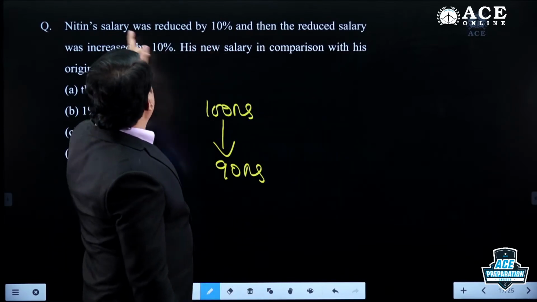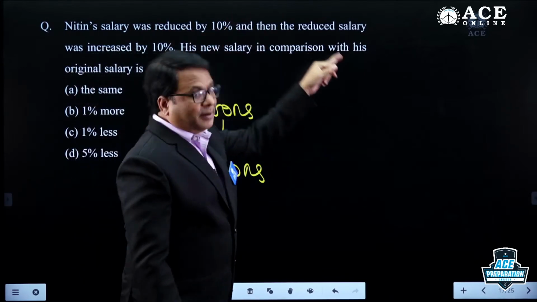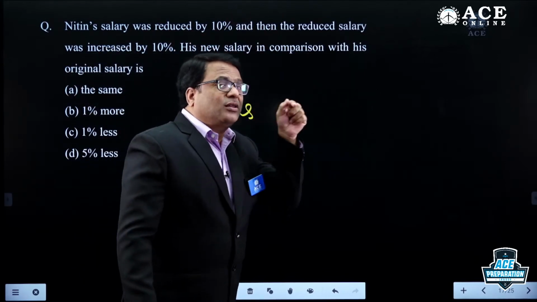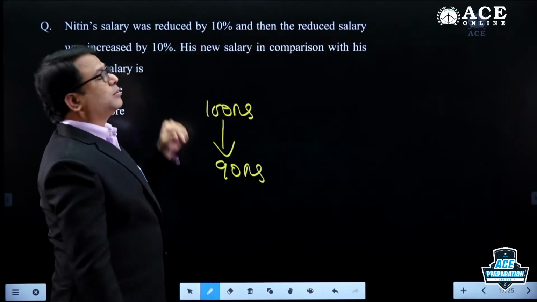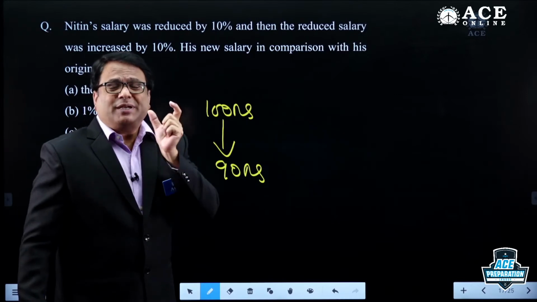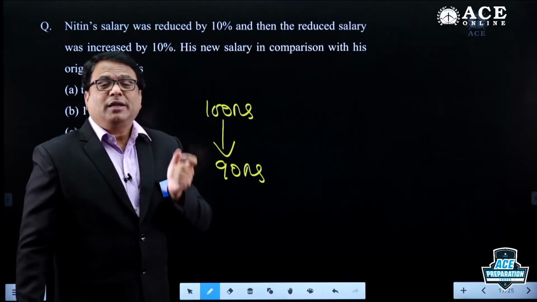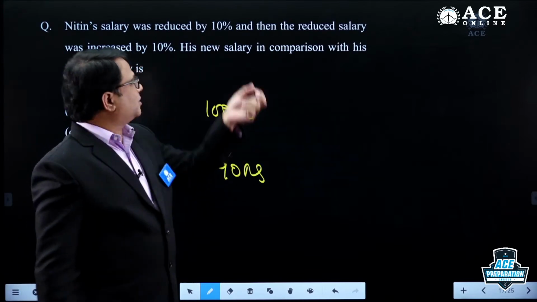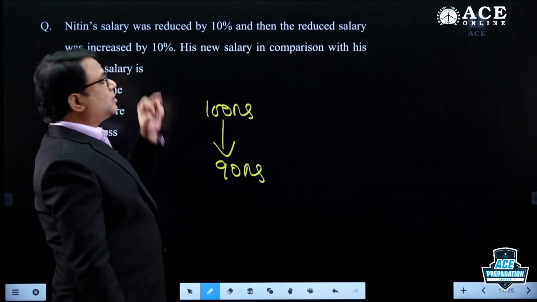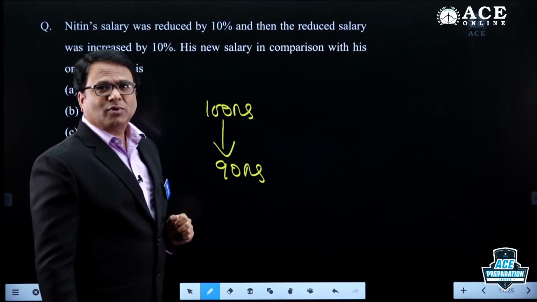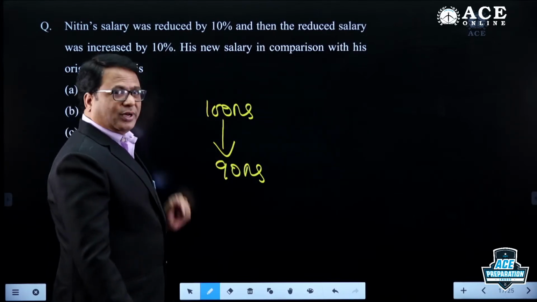You can clearly see Nitin's salary was reduced by 10% and then, he is using the word then, the reduced salary was increased by 10%. That means the 10% increase is not on the original salary, it is on the reduced salary. See here, and then the reduced salary was increased by 10%. So the 10% increase is not on 100, it is on 90.